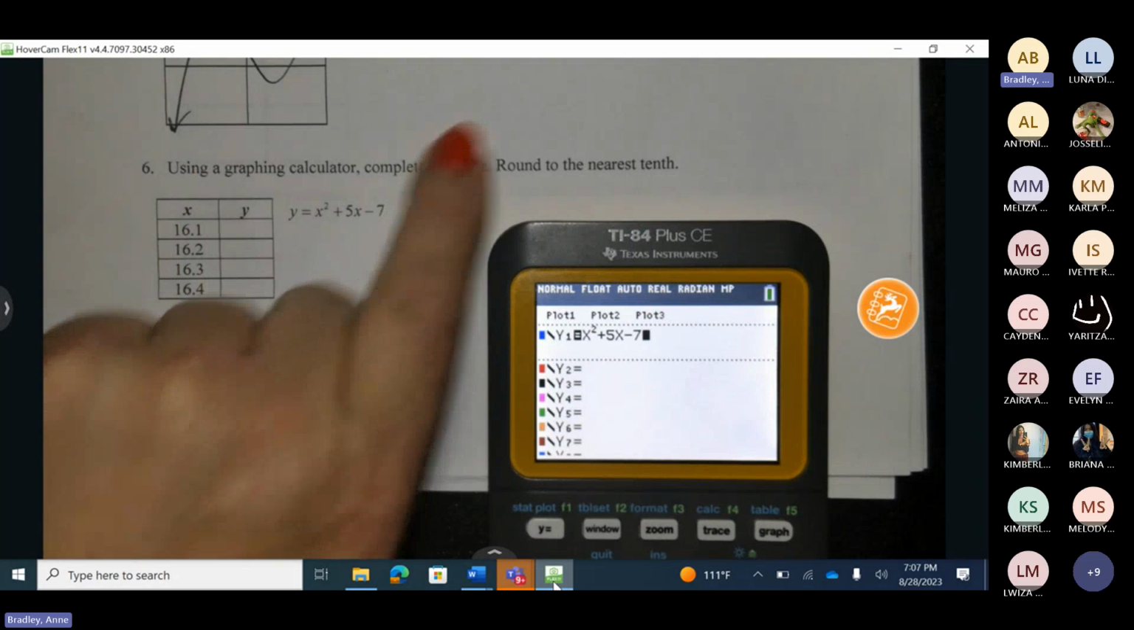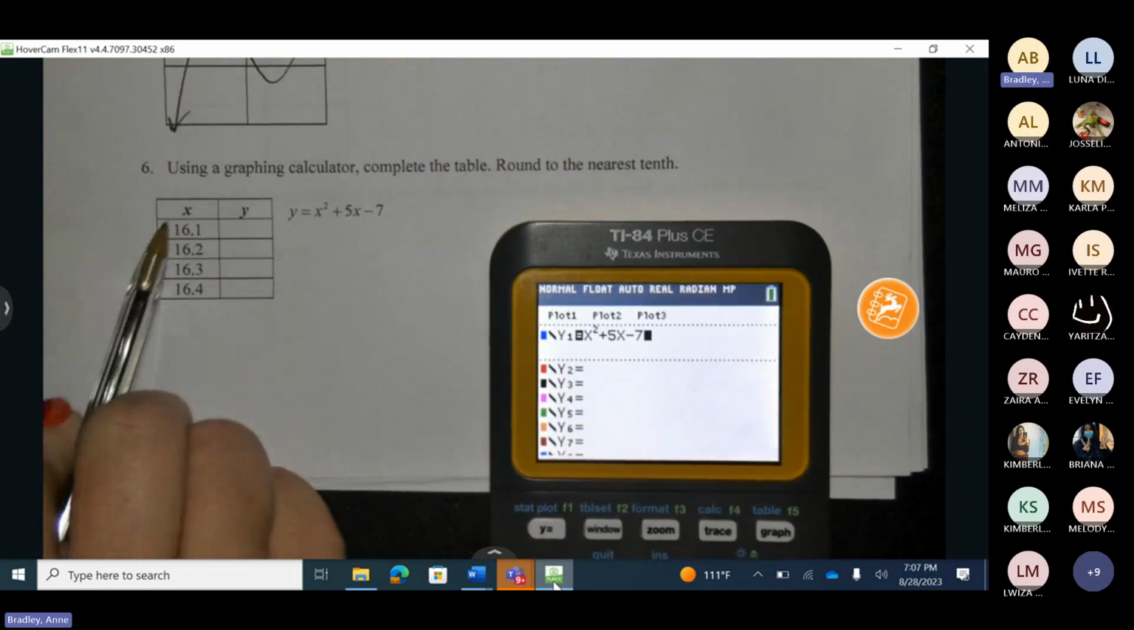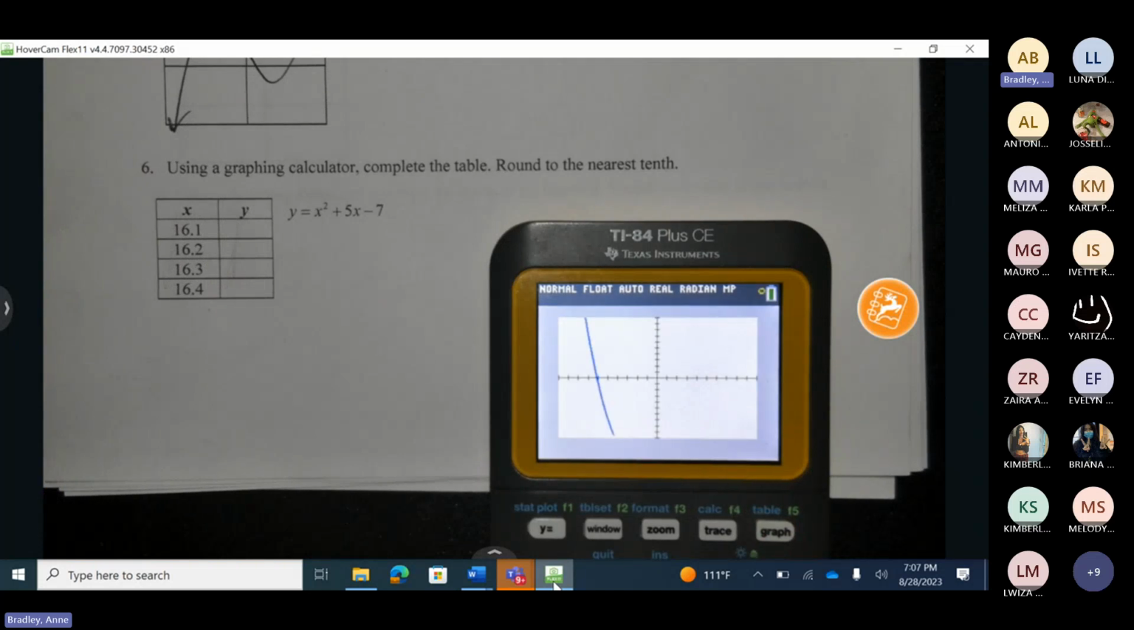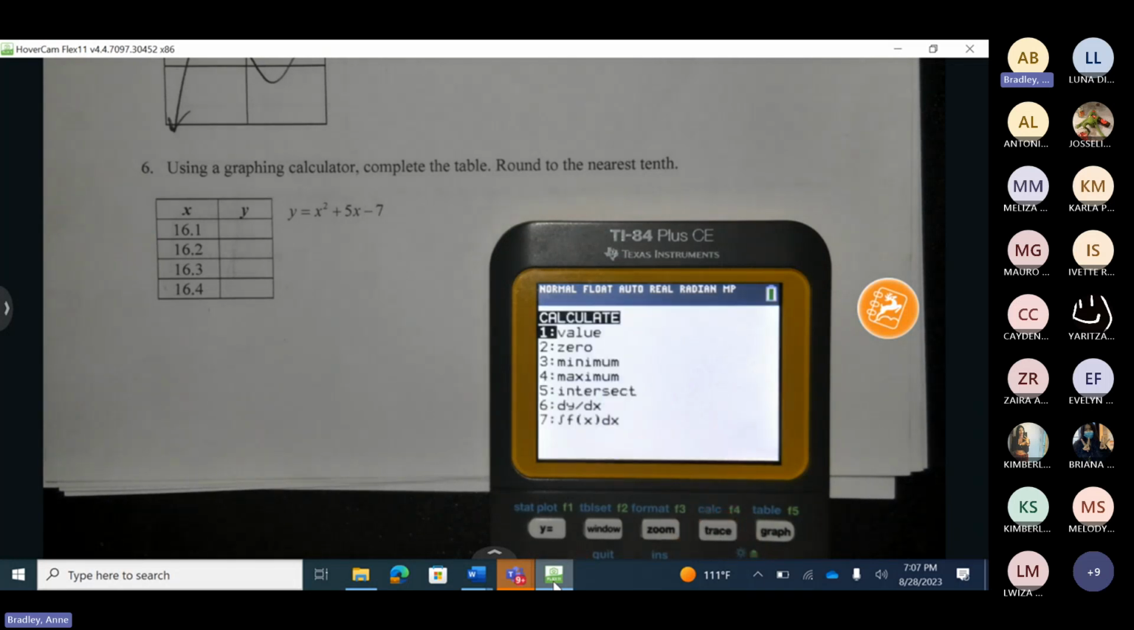Now it says complete this, and then we want to round. So they give us an input value, and we want to know an output value. So when we graph this, we see a picture. We don't have to draw the picture. And now here's the problem. A lot of you got stumped with this when you were trying to do this last Thursday and Friday. You went second trace value.